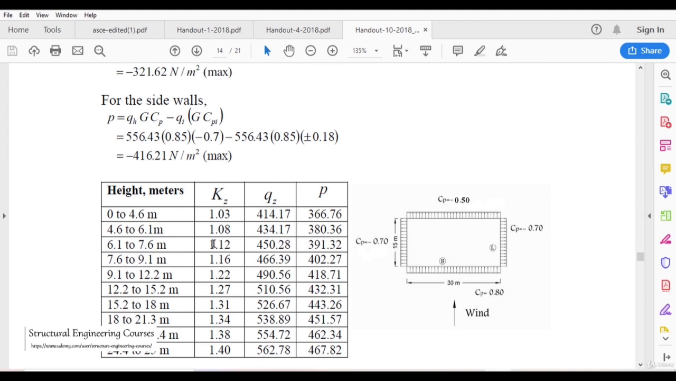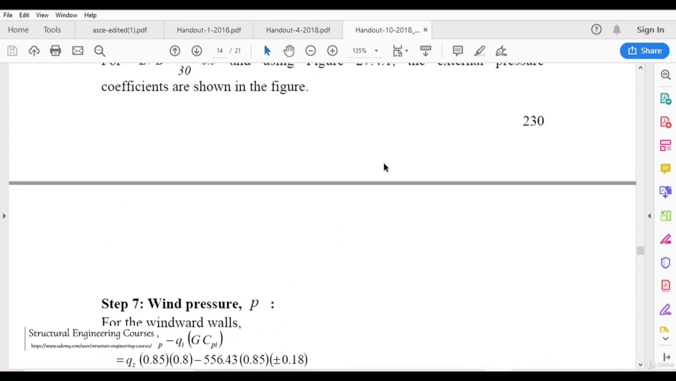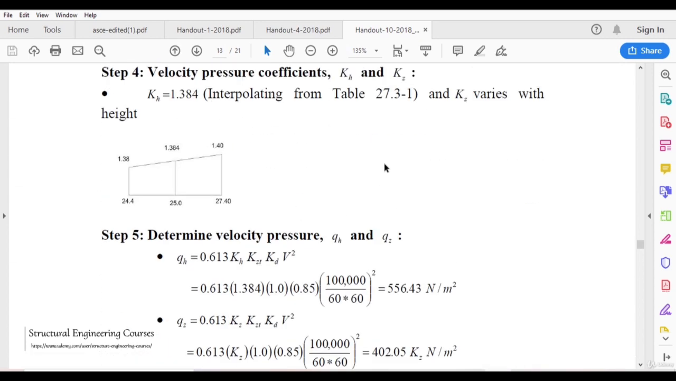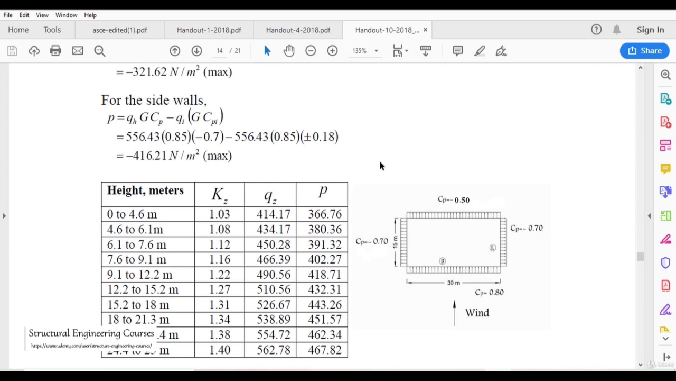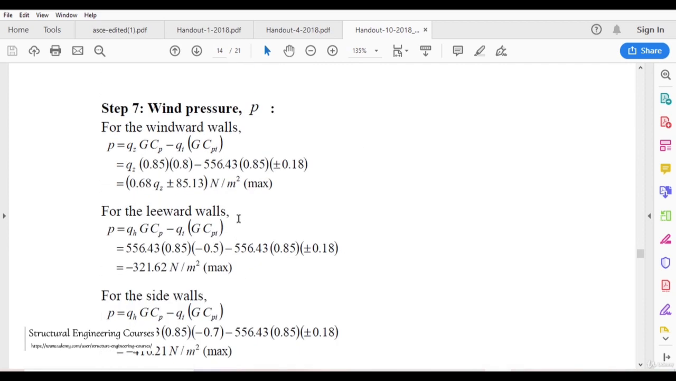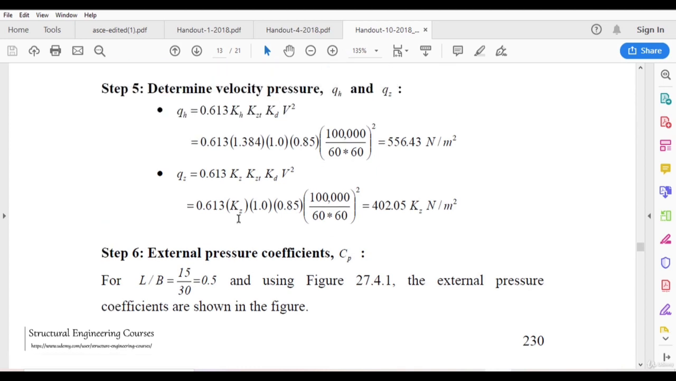For sidewalls, he has calculated the pressure of minus 416.21. Now you must be thinking why he had taken this pressure as a function of this value, that is QZ. QZ, as we had discussed earlier also, depends upon the height. If we are talking about height, then this value is different. So why is it different? Because it depends upon the KZ value. Here we can see that he has not input any KZ value here.